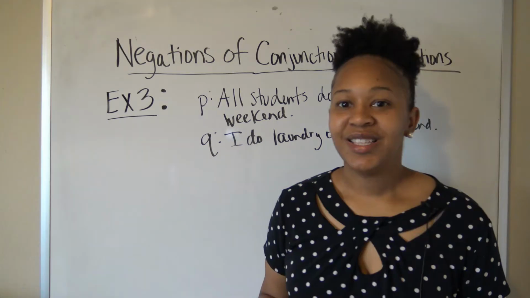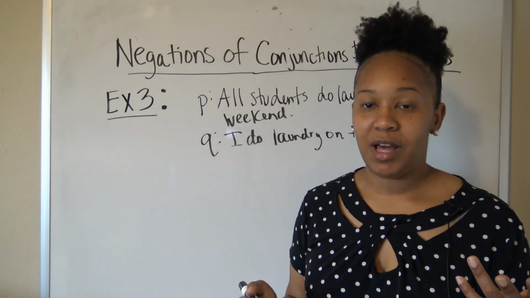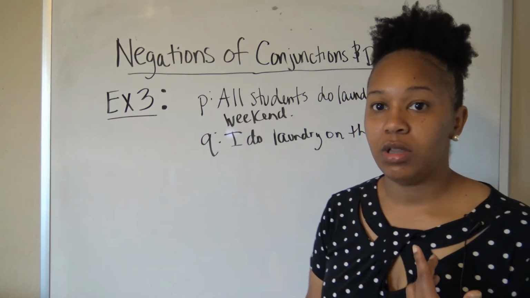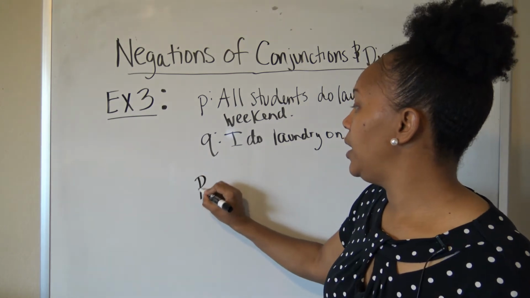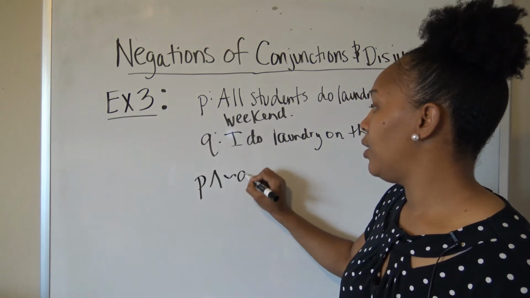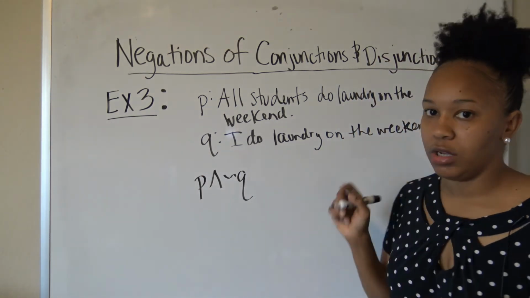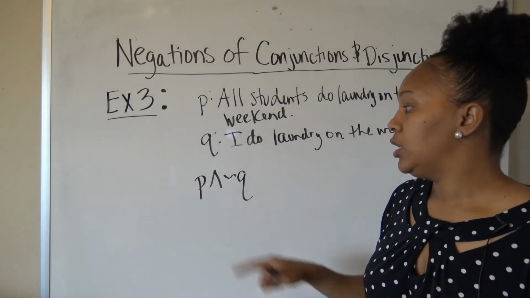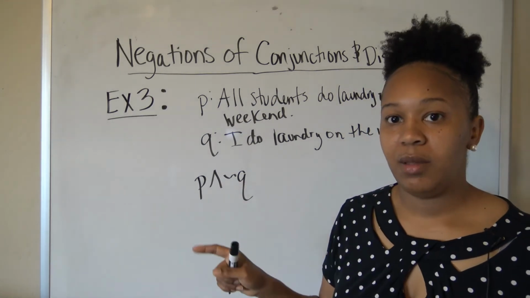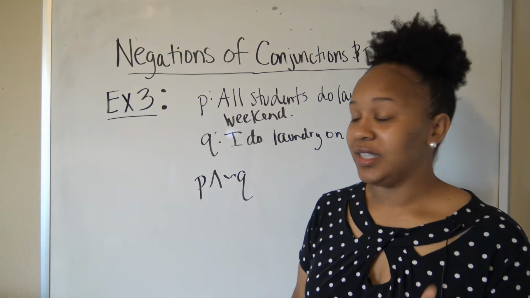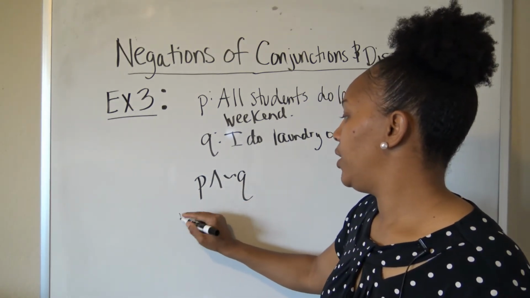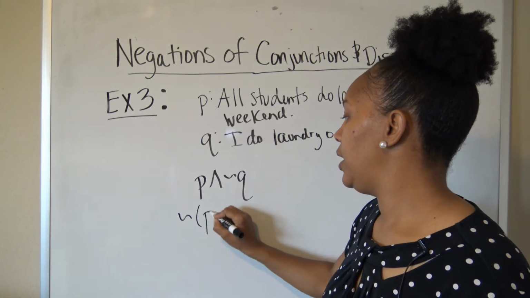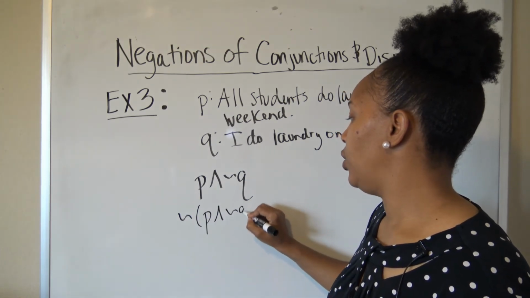All right. So now we want to write our statement in symbolic form. And our statement was all students do laundry on the weekend and I do not. So our statement would be P and not Q, because it said I do not do laundry on the weekend. Okay, so P and not Q is our statement. We want to write an equivalent statement to the negation of that. So if we negate this, the negation of P and not Q would be.